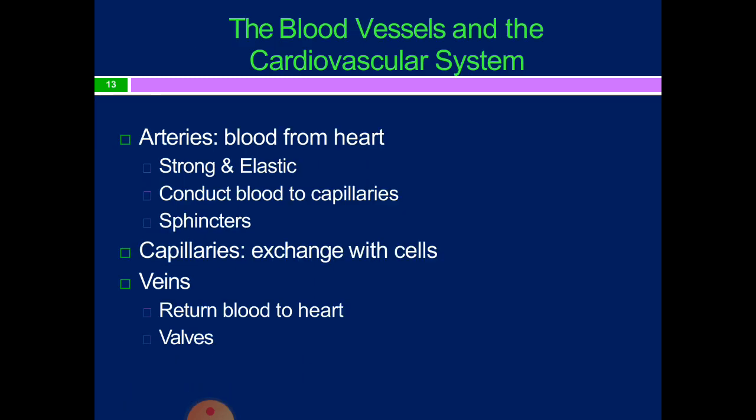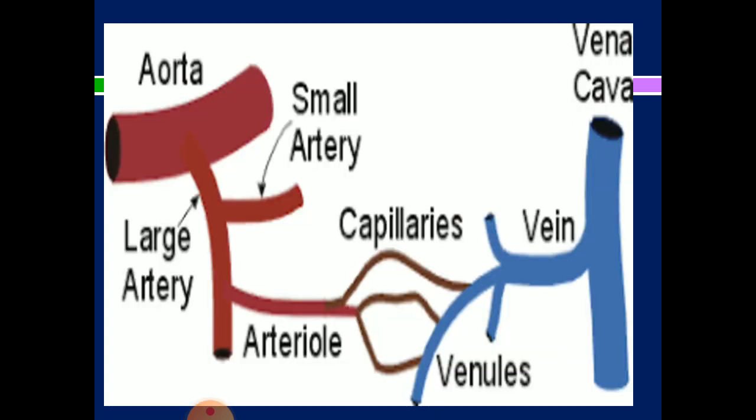So the arteries transfer the blood away from the heart. These are strong and elastic. They conduct the blood to the capillaries. They have sphincters. Capillaries exchange with the cells. Veins return the blood to the heart, and they possess valves in their walls.